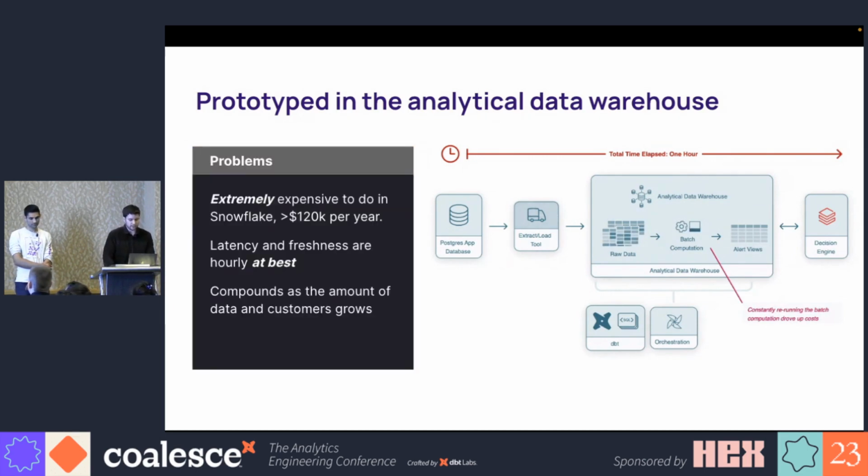Speaking of things that are not ideal, let's elaborate on that. As I mentioned before, latency and freshness are hourly at best. As I mentioned before, speed is key. So data freshness is absolutely paramount for acting as quickly as possible and minimizing our fraud losses.